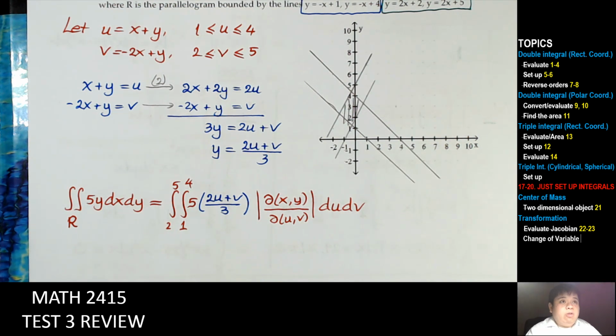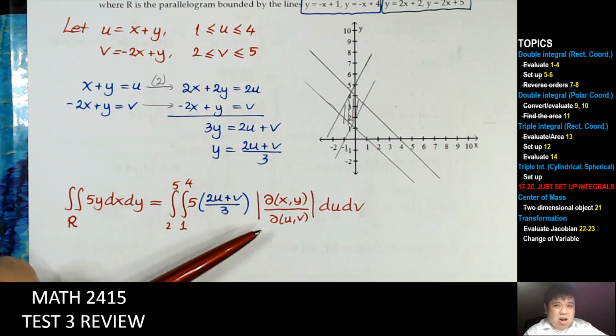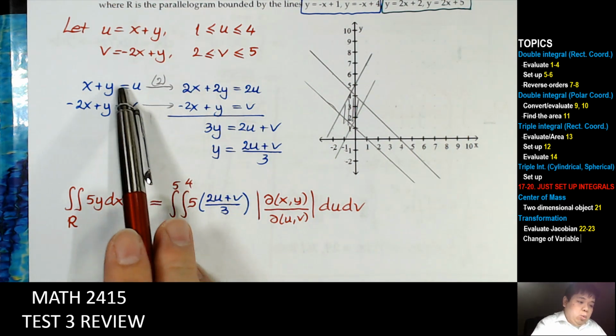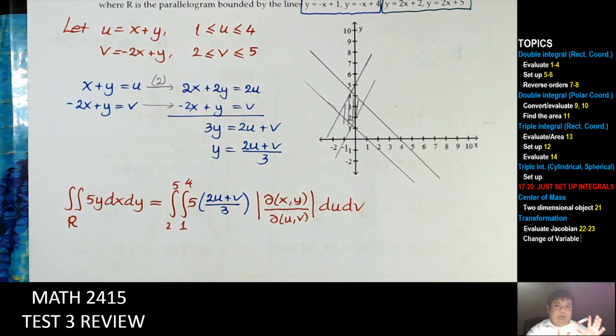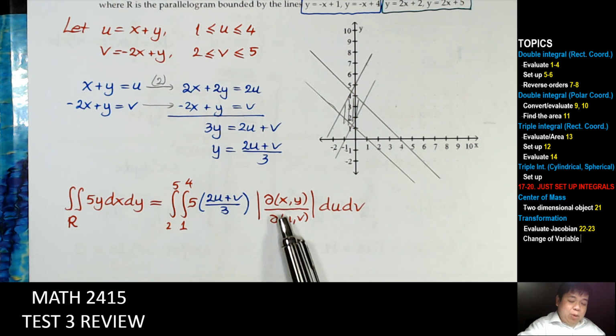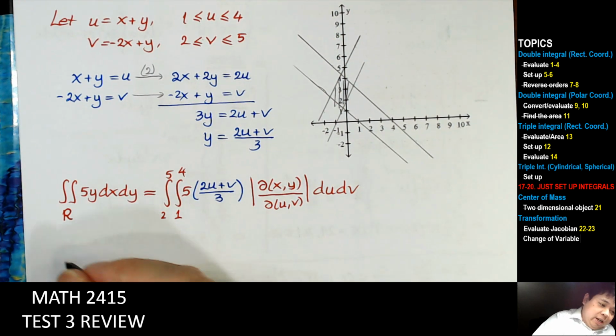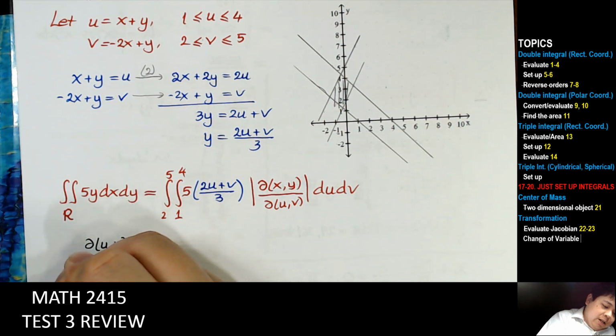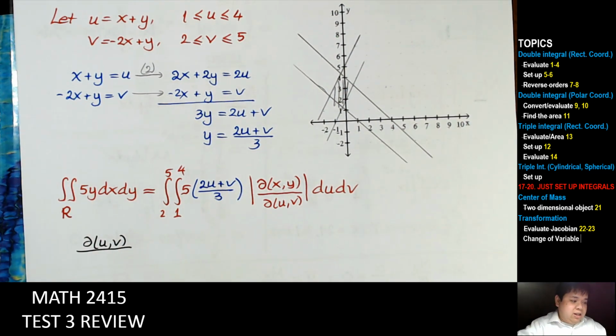Right. Now how do we find the determinant of the Jacobian matrix? Notice that this is the partial of xy over uv. We don't have that. We only have u equal to something in x and y, and v equal to something in x and y. We can still use that, don't worry. So now we're trying to find the Jacobian here, so I find u and v instead.